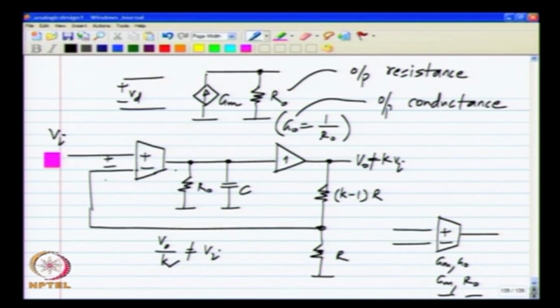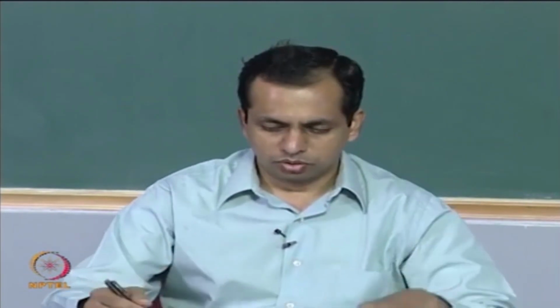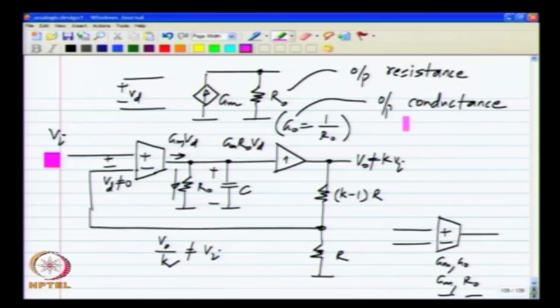So, there will be some difference voltage here which is not 0, and that difference voltage should be such that Gm times Vd when flowing through the resistor produces a voltage which is equal to V naught. That is Gm times Ro times Vd equals V naught. Note that I am ignoring the current flowing through the capacitor because I am considering the steady state with a DC input. In DC steady state, there is no current flowing through the capacitor. So, the difference should be such that Gm Ro Vd equals V naught.